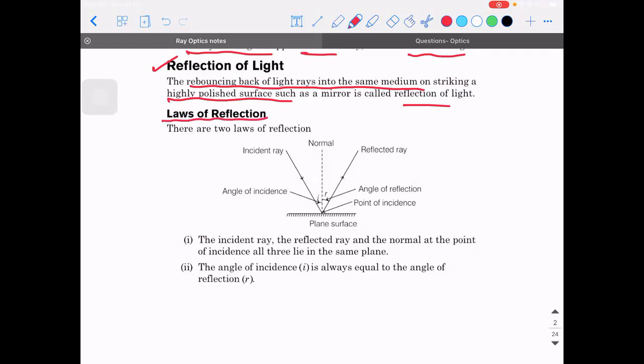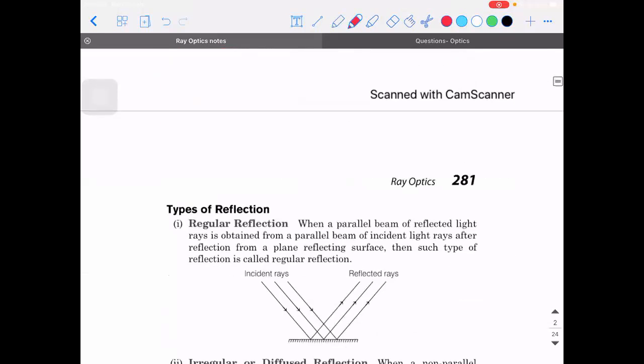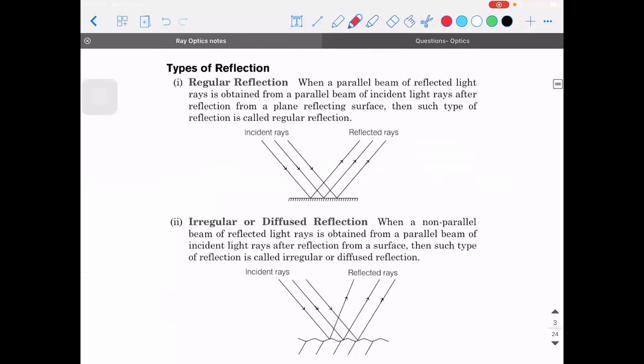So laws of reflection, everybody knows, right? There are two laws of reflection. What are they? The incident ray, the reflected ray and the normal all lie in the same plane. The angle of incidence is equal to the angle of reflection at the point of incidence. Right. Next, what are the types of reflection that you can have? You can have regular reflection, when a parallel beam of reflected light rays is obtained from a parallel beam of incident light rays after reflection from a plane reflecting surface. Such a type of reflection is called regular reflection.